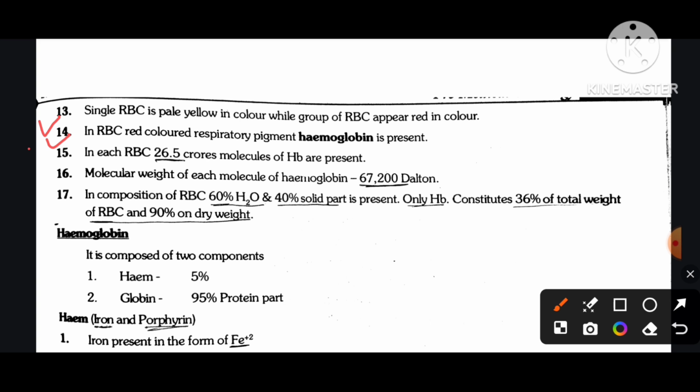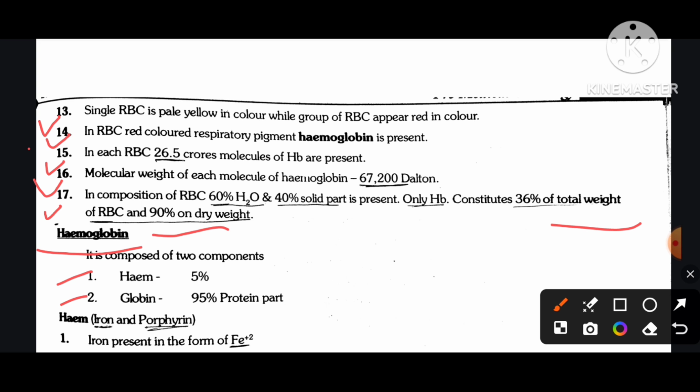In each RBC, 26.5 crore molecules of hemoglobin are present. Molecular weight of each molecule of hemoglobin is 67,200 Dalton. In composition of RBC, 60% H2O and 40% solid part is present. Hemoglobin constitutes 36% of total weight of RBC and 90% of dry weight. Hemoglobin is composed of two components, heme and globin. Heme 5%, globin 95%, protein part.